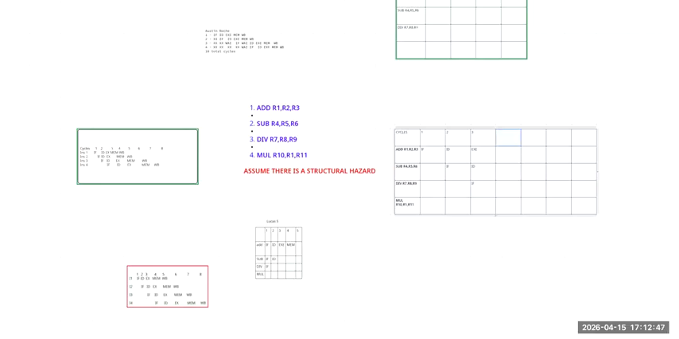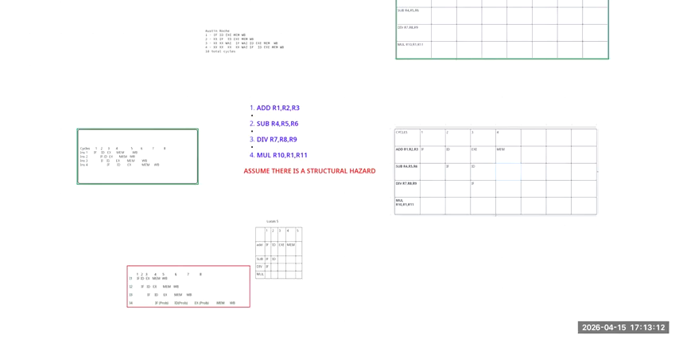So at the fourth cycle, instruction 1 enters into the memory access stage. Instruction 2 enters into the execution stage. Instruction 3 enters into the instruction decode stage. Correct?